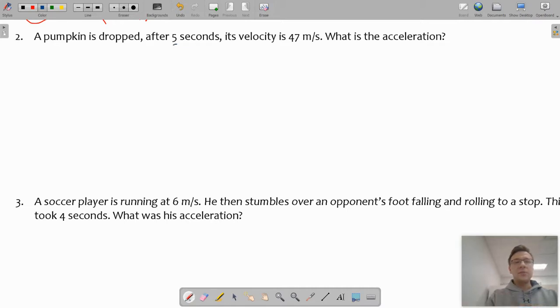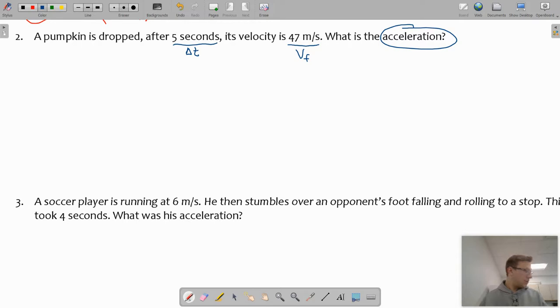Obviously, it says 5 seconds, so that's going to be our change in time, our time interval. But it only gives us one velocity, and then it says, what is the acceleration? So we know we're solving for that. So this one is, you have to infer something here. So it says the pumpkin is dropped, okay? And then after 5 seconds, its velocity is 47 meters per second. So that is implying that the 47 meters per second is the pumpkin's final velocity in this problem.